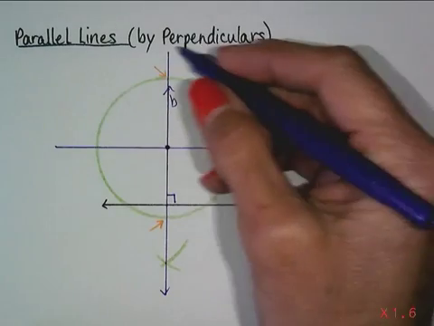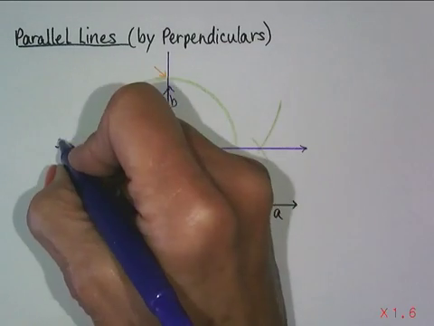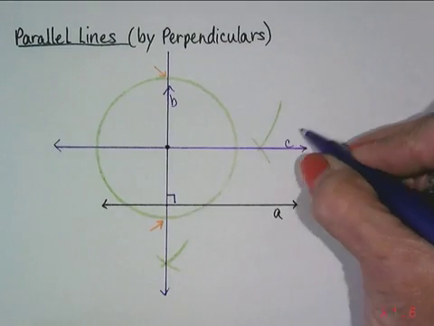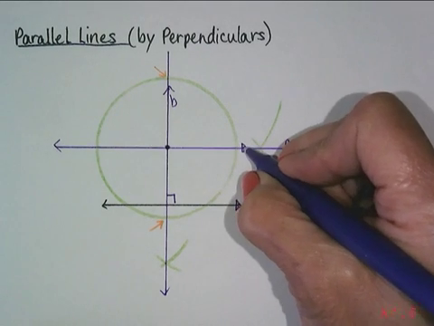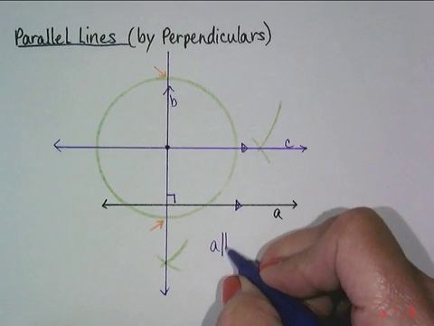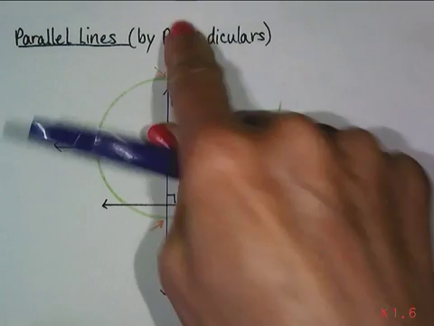This is by perpendiculars. So I'll say line A is parallel to line C, and I did it by constructing line B.